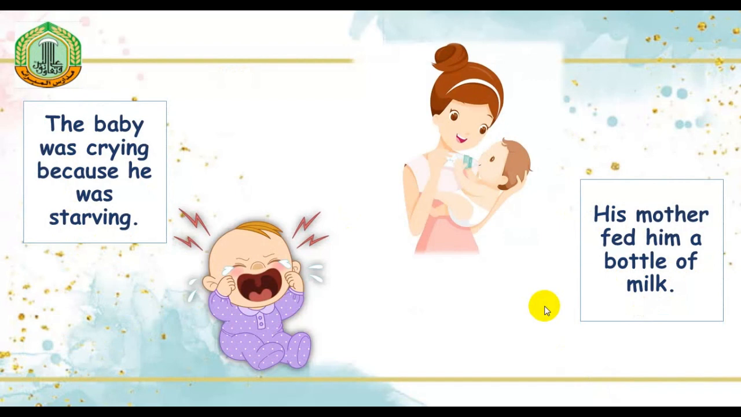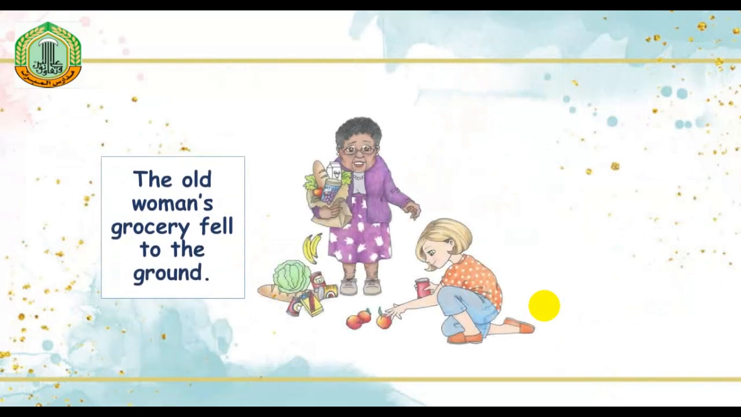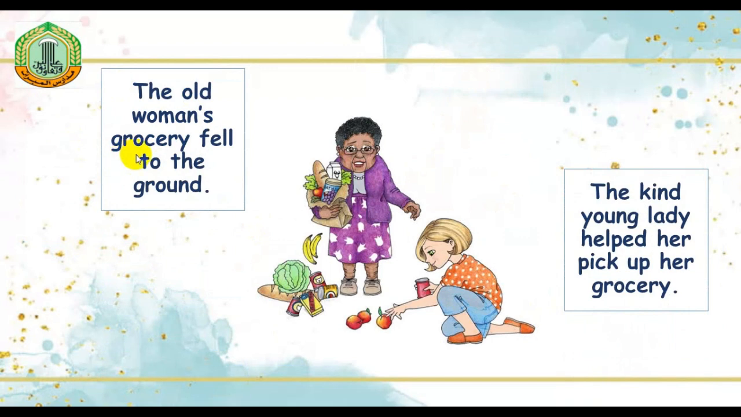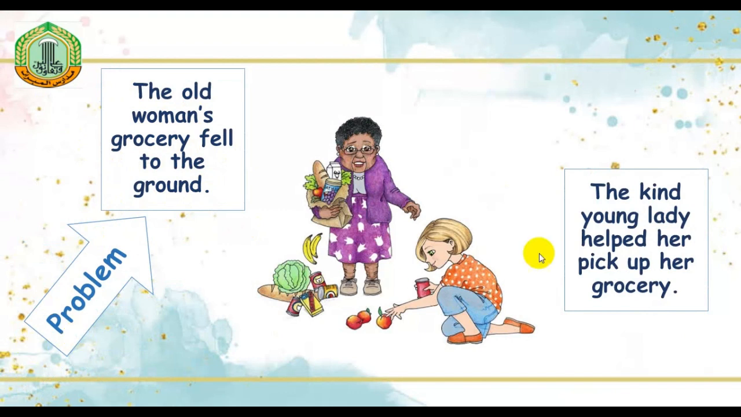Now, do you have any idea about our lesson? Let's go back to the first slide. The old woman's grocery fell to the ground. What can we consider this? You're right, this is the problem. The kind young lady helped her pick up her grocery. So she helped her in what? You're right, to find a solution to her problem.